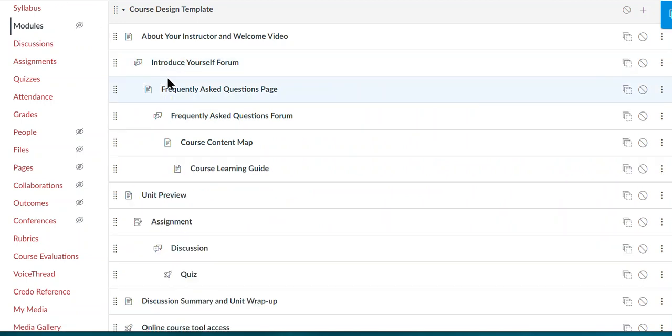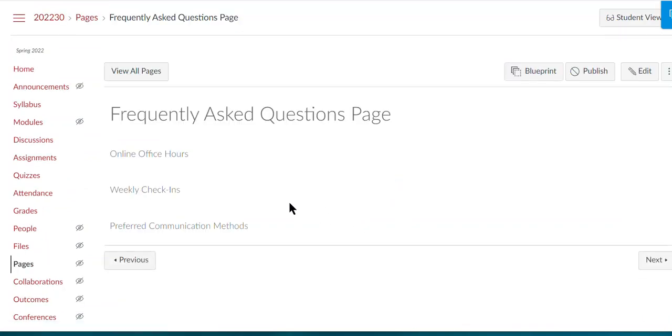In addition to an Introduce Yourself forum, the instructor needs to have a frequently asked questions page. That page should give information such as online office hours, frequency of weekly check-ins, preferred communication methods that the faculty member might have, and any other frequently asked questions that their students have.